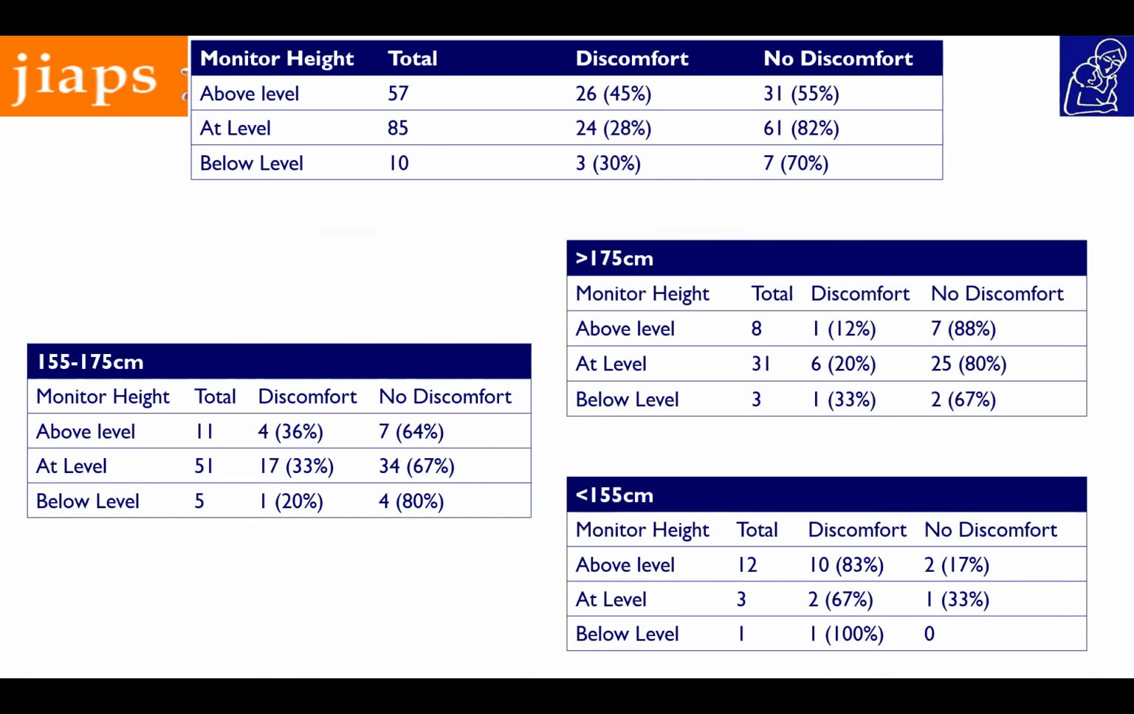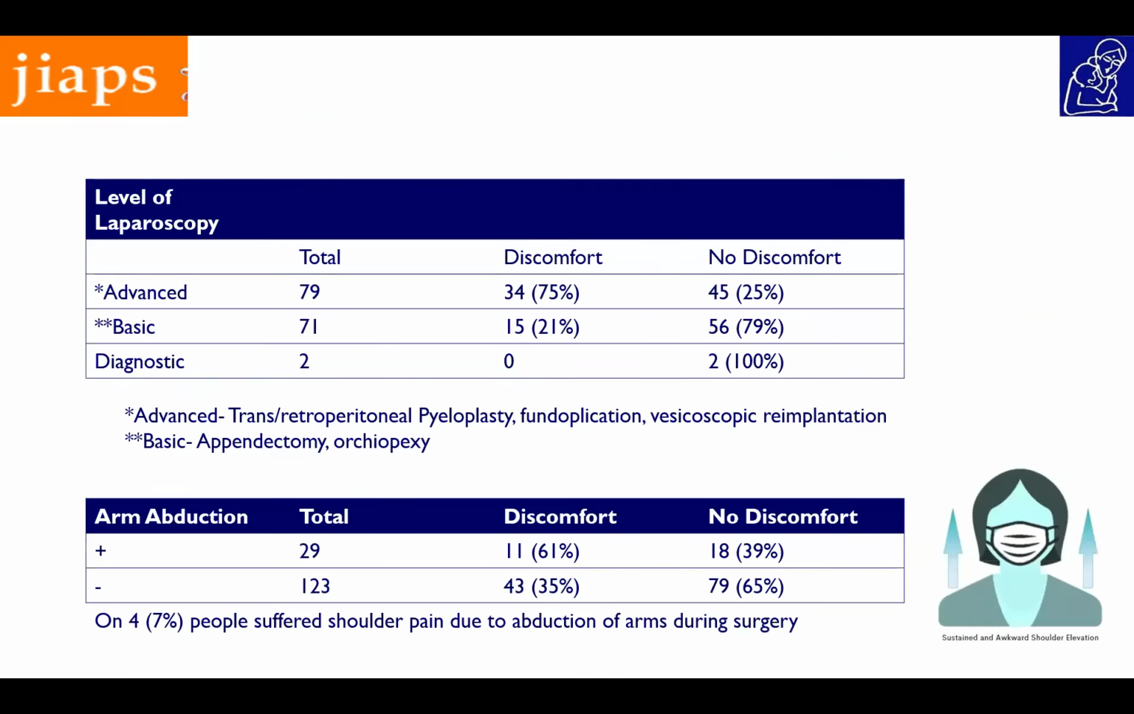Correlating the same with monitor height, we noted that the surgeons who placed the monitor above the level of their eye had most discomfort. Overall, it was 45%. When we correlated this to the height of the surgeon, we noted in height of more than 175%. If they placed it below the level of the eye, they had most discomfort. Between the height of 155 to 175 and less than 155, if they place the monitors above the level of the eye, they face most discomfort.